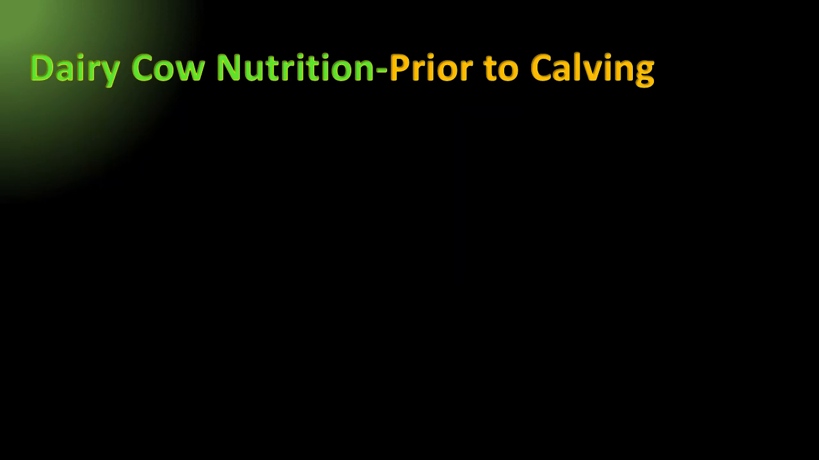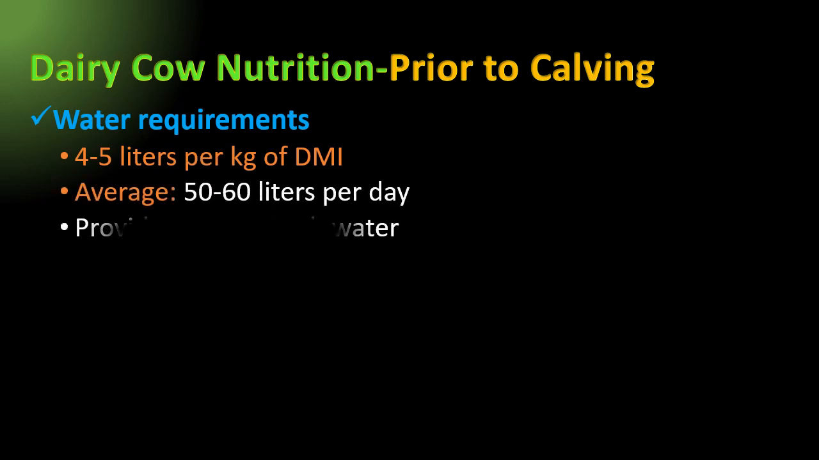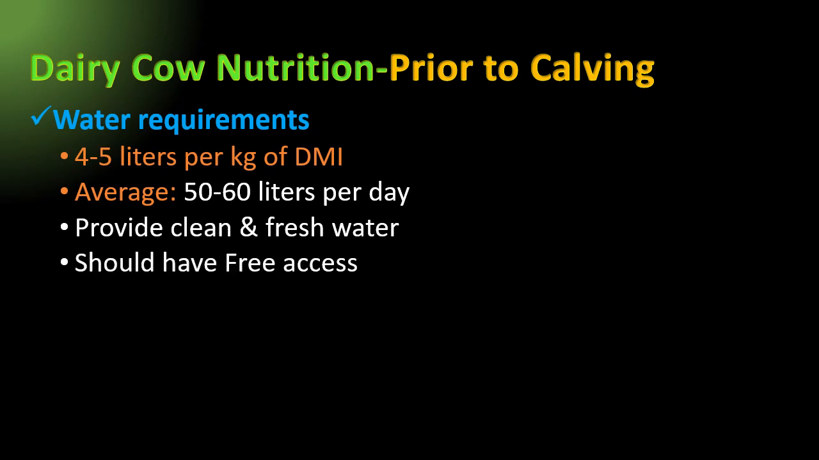Prior to calving, about water requirement, usually a cow drinks 4 to 5 liters of water per kg of dry matter intake. On average, a cow consumes 50 to 60 liters of water on a daily basis. For a very good cow, we should provide clean and fresh water, and there should be free access of water to all the cows all the time.